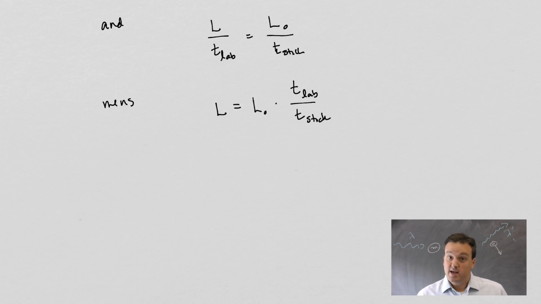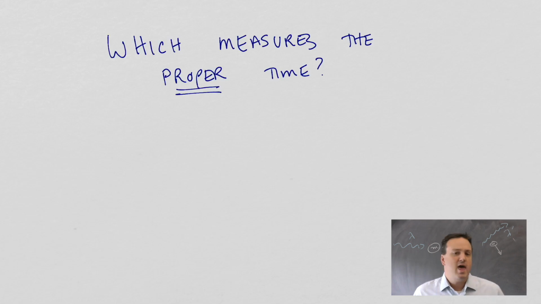And I can rearrange that, solve for L, and I get that L is equal to L naught times this ratio of the time taken in the lab to the time taken in the stick's reference frame. And of course, now I'm back to this idea of what's the relative change in the clock that the stick has versus the clock that the lab has, right? And now I can use my time dilation formula to relate those two times, but I have to ask myself, who's actually measuring the proper time?